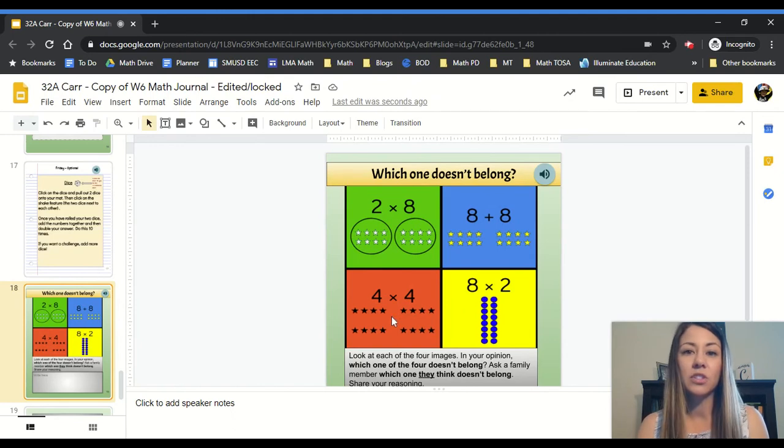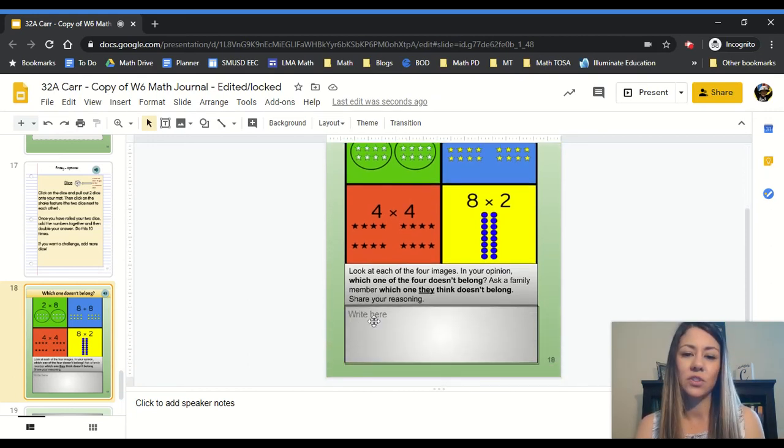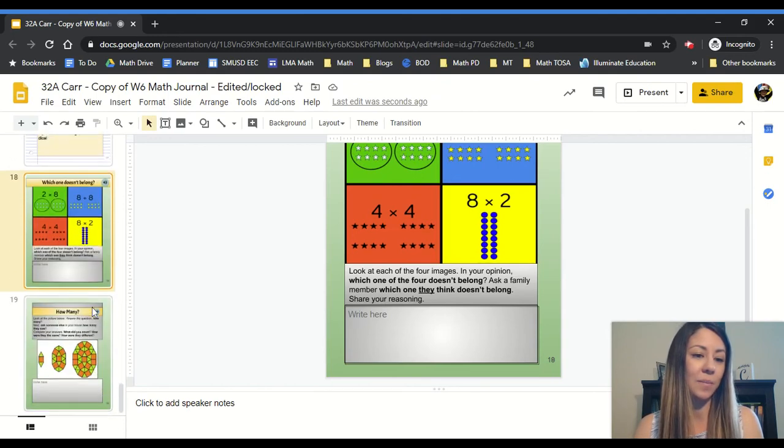Which of these images do you think does not belong? And go ask a family member too. Which one do they think does not belong and why? Why do they think that? You'll type in your reasoning in this box below.